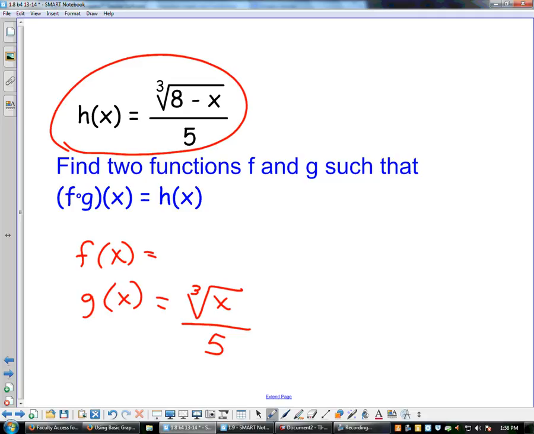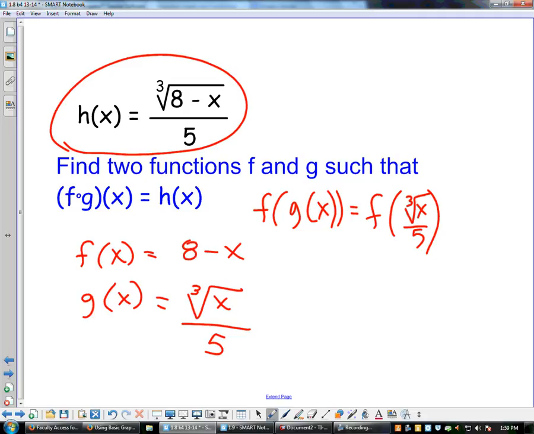And then you want f of x to be 8 minus x. So if we took these functions and we did f of g of x, we would be saying we want f of cubed root of x over 5, and we want to take that and go to the f function and plug it in for x. So we would get 8 minus, you want to switch them around? Oh, that's okay. That's right. Sometimes you got to play around with them to see what's going to work.